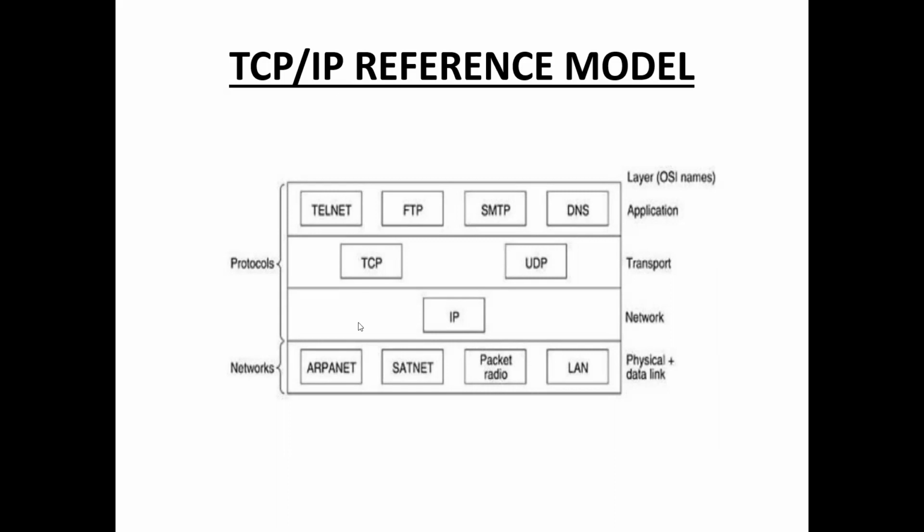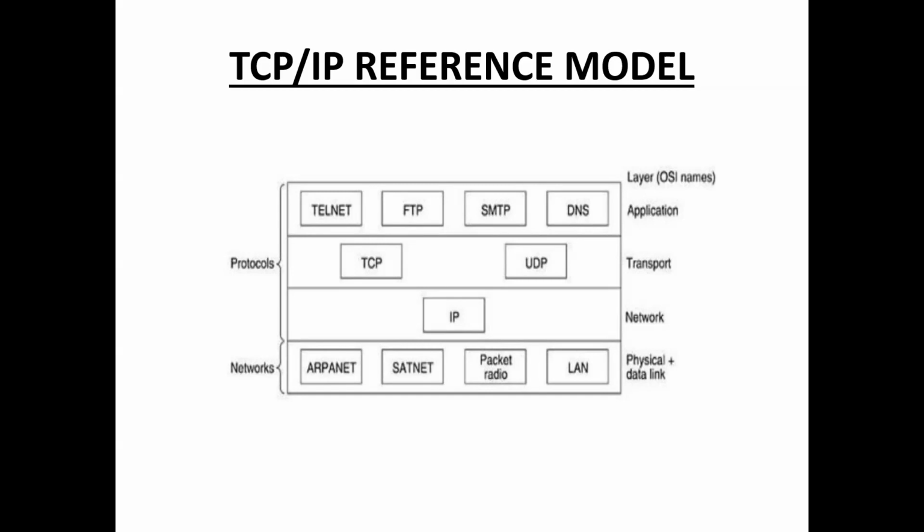The protocols and networks used by this layer are Ethernet, token ring, FDDI, packet radio, ARPANET, SATNet, satellite network, and local area network. All these are networks in the host to network layer.